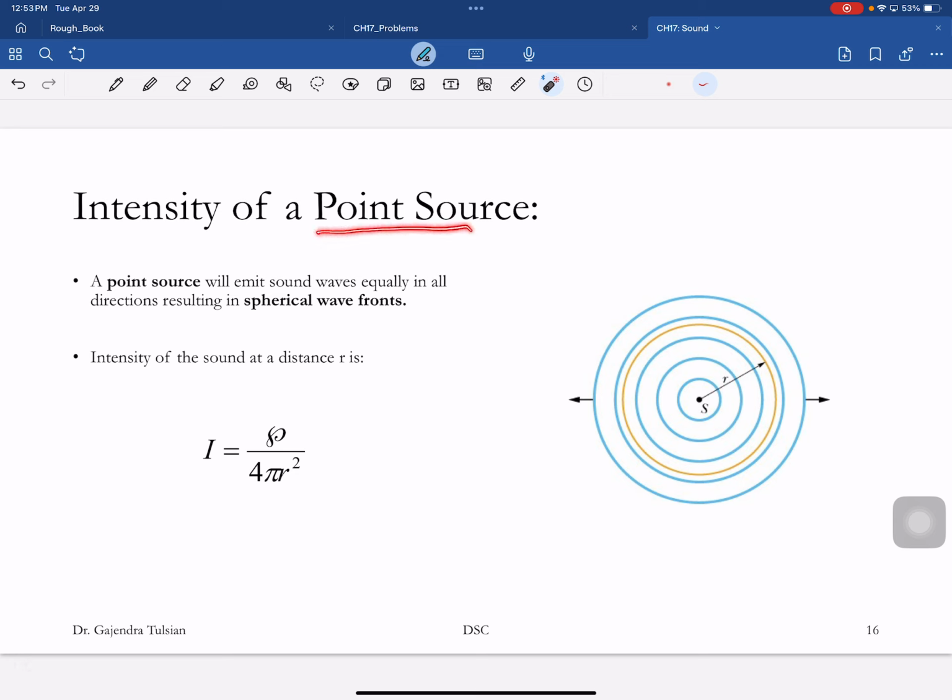So the intensity of a point source, this could be a little birdie singing, projecting in all directions equally, at a distance r is the power divided by 4 pi r squared. What is 4 pi r squared? That's the surface area of a sphere, like a basketball. So that's the intensity of the sound from a point source at a distance r. It falls off as 1 over r squared.